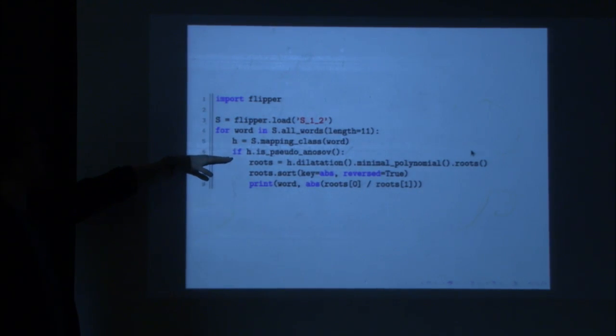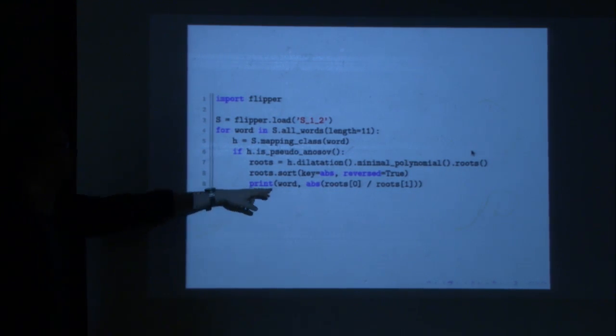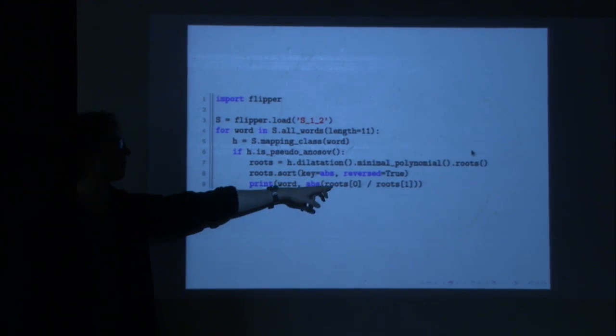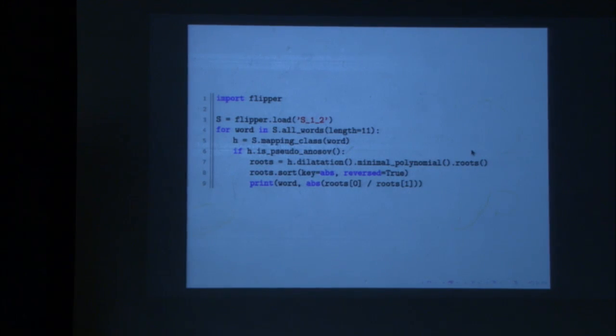You can build the mapping class. If it's pseudo-Anosov, you can find its roots. You can sort these, and then you can print out the absolute value of this ratio. And I guess this is Python, so it's 0-indexed rather than 1-indexed, but I think we can handle this difference here. With such a low barrier to entry, it seemed like a shame not to do this. And this was our first set of computations that we actually did.